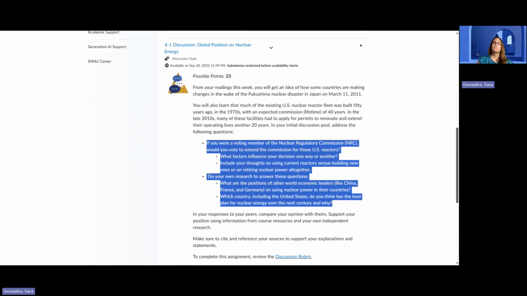And then do some research. So what are some positions of other economic world leaders that use nuclear power? So what is China thinking? What's France thinking? What's Germany thinking about utilizing nuclear power in their countries? And then which country, and you can include the US if you like, do you think has the best plan for nuclear energy power over the next century, and why?